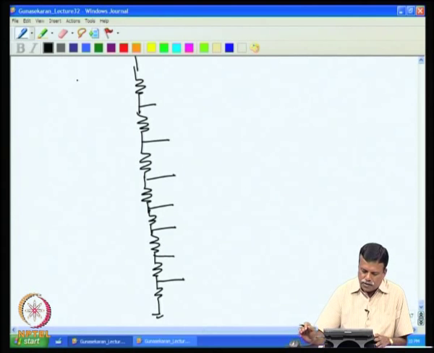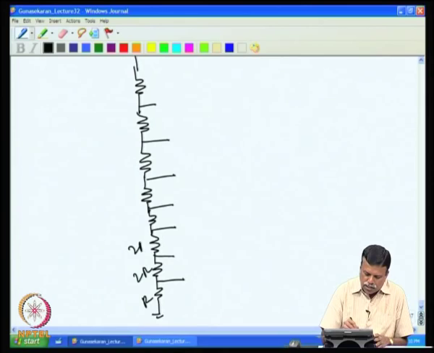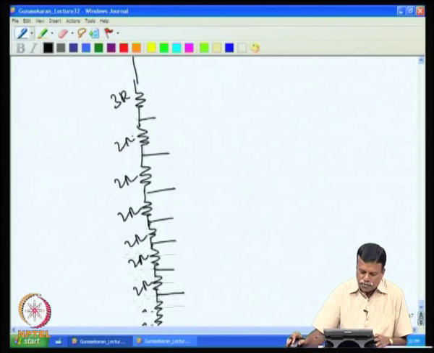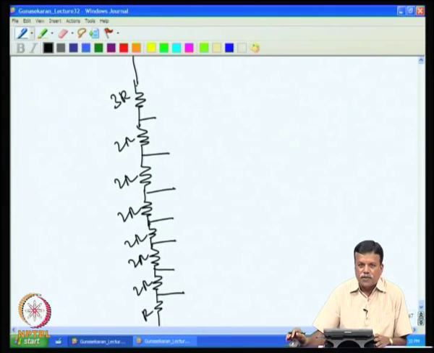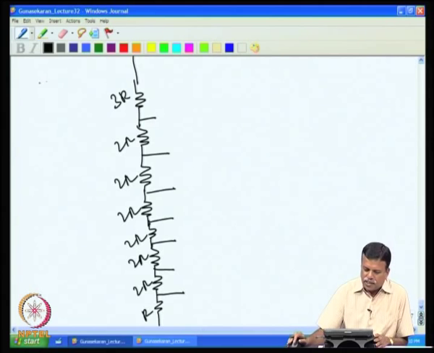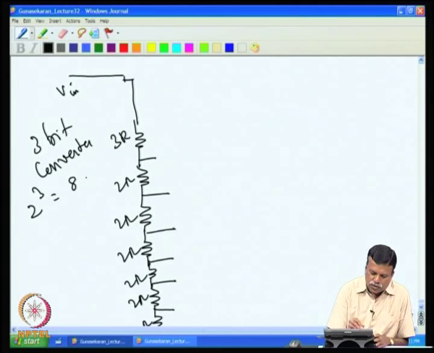Now, it can be done both ways. For example, we can have R by 2 here, or to avoid the fraction, I can have R here and 2R, and all resistors are 2R. This is not an R-2R network. And then we will have the resistors at the top. So, we will have 1, 2, 3, 4, 5, 6, 7, 8 resistors. That is we need actually a 3 bit converter. For a 3 bit converter, that is 2 power 3, that is 8 resistors required.